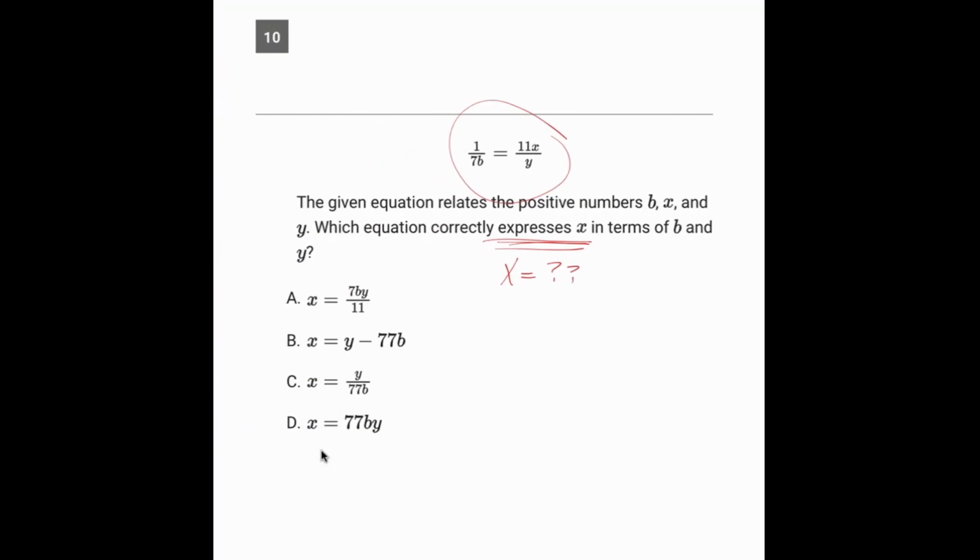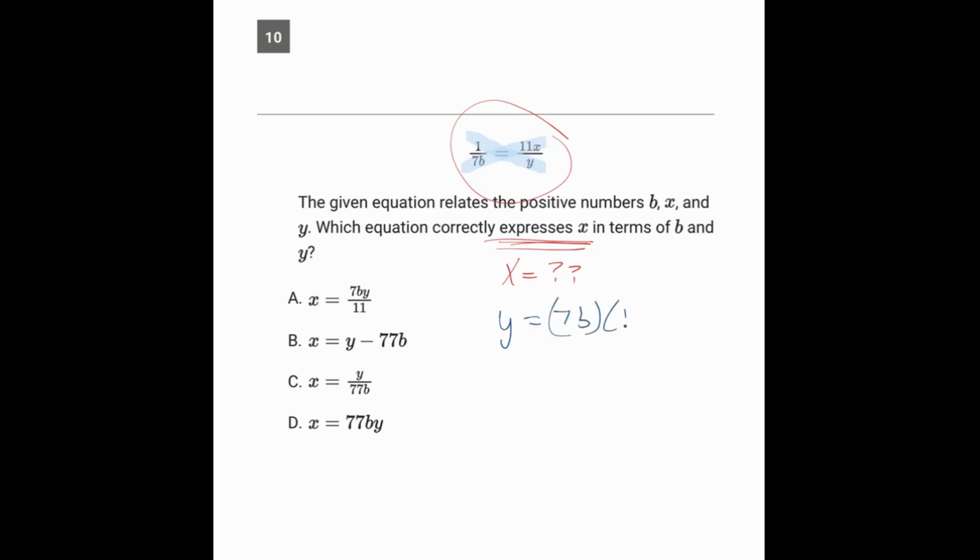So in our situation, we want to say 1 times y equals 7b times 11x. So let's write that out. 1 times y, which is just y, equals 7b times 11x. We can simplify a little. This is 77bx, and we're trying to get x by itself.